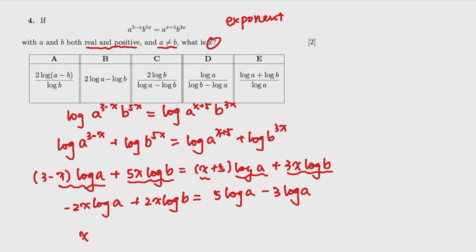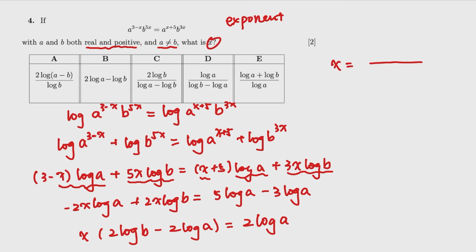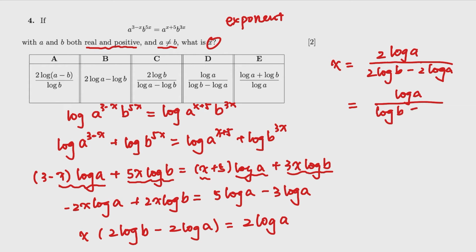If we factor x out, we will have x times 2 log b minus 2 log a. On the right, we have 2 log a. To solve for x, we can move the constant from the left to the right. So x equals 2 log a over 2 log b minus 2 log a, and 2 can be cancelled on both top and bottom of the fraction. So that means x equals log a over log b minus log a. This means D is the correct answer.